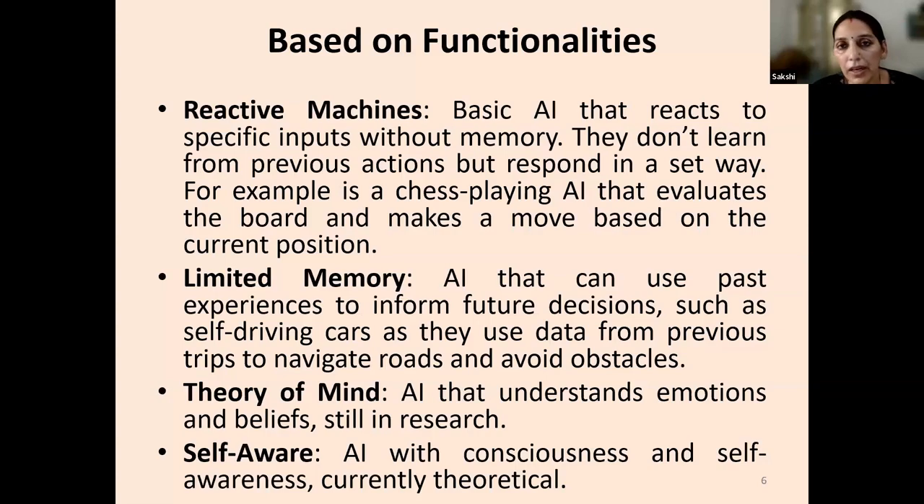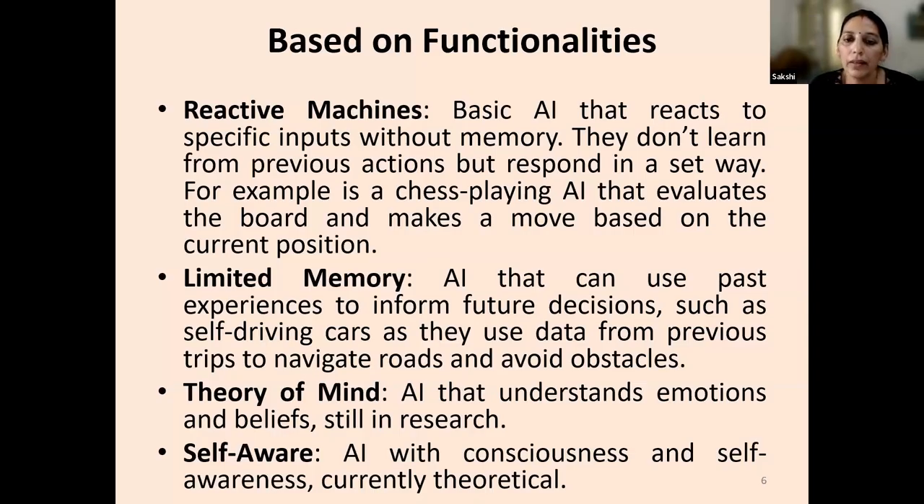Based on the functionality, AI can be classified as reactive machines, limited memory, theory of mind, and self-awareness. Reactive machines are the basic AI that react to specific input without memory. They do not learn from previous actions but respond in a set way. For example, while playing chess, AI evaluates the board and makes a move based on the current position.